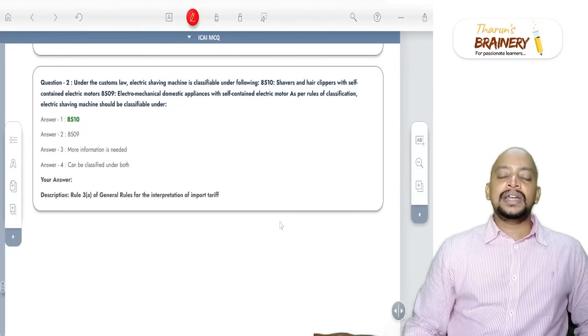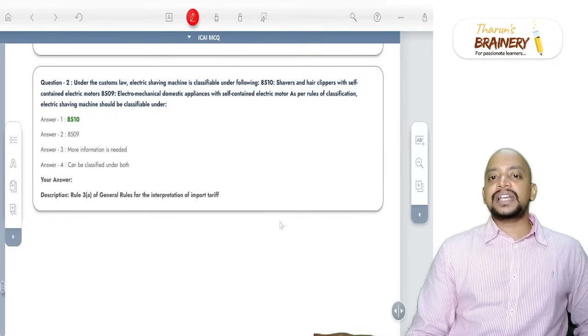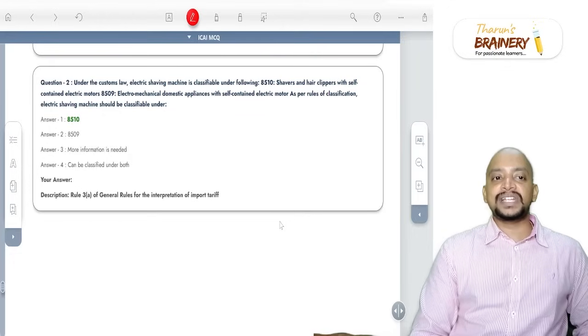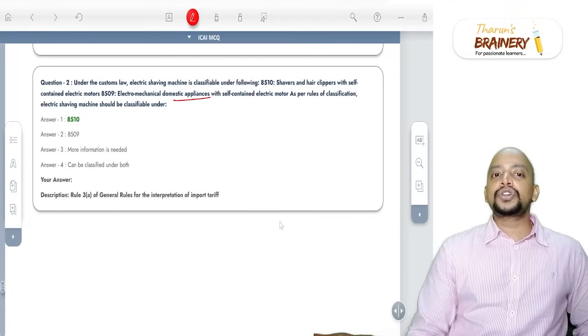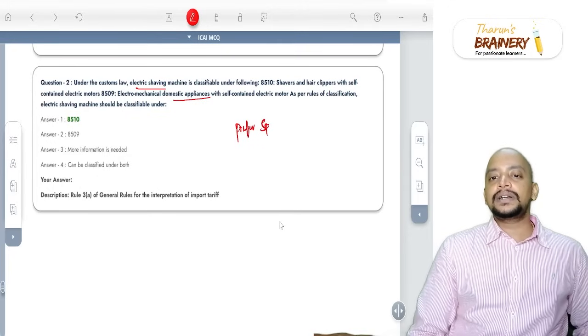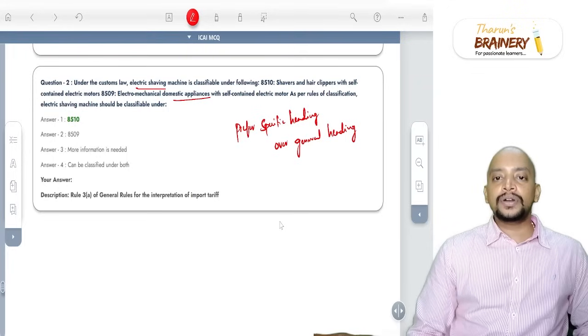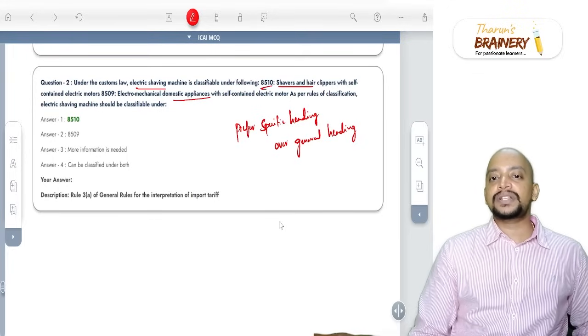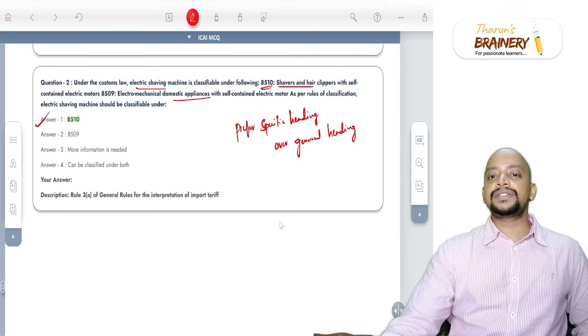Under the customs law, electric shaving machine is classifiable under the following: 8510 shavers and hair clippers with self-contained electric motor, 8509 electromechanical domestic appliances. So which should be taken? Electric shaving machine. Prefer specific over general. We need to prefer a specific heading over a general heading. So what is the specific heading? Shavers and hair clippers is the specific heading. So 8510 should be taken.